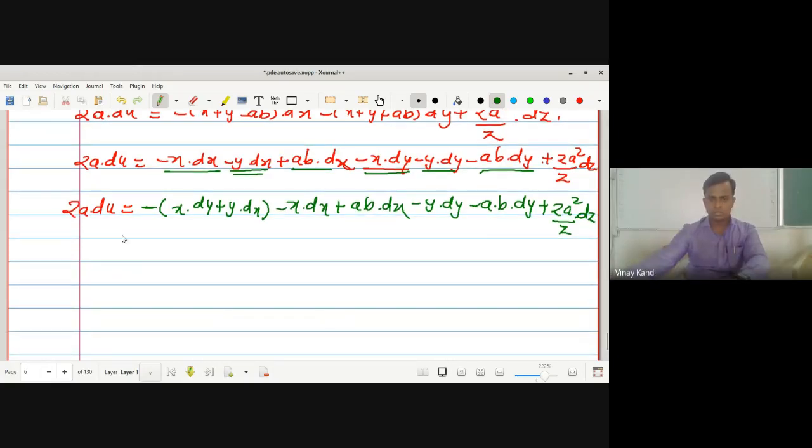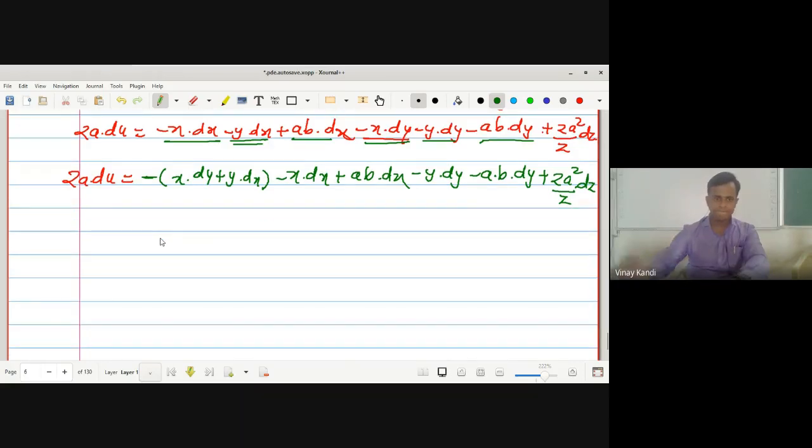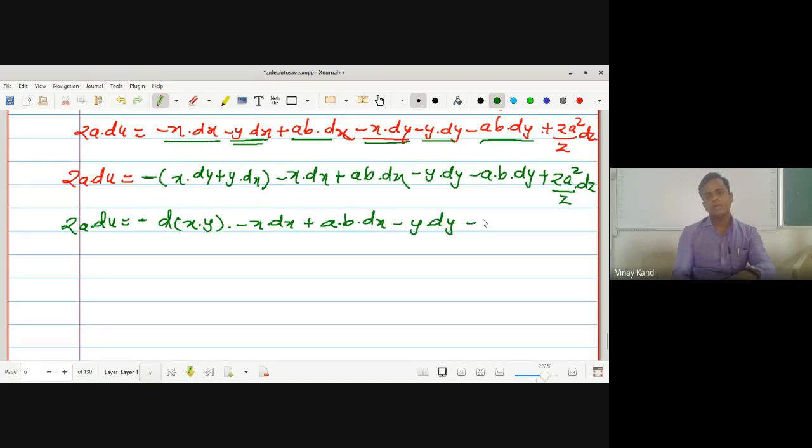Any doubt? Did you understand? So this one, 2a into du, is the derivative of x into y. Okay, so minus x dx as it is, plus ab into dx, minus y into dy, minus a into b into dy, plus 2a square upon z into dz.